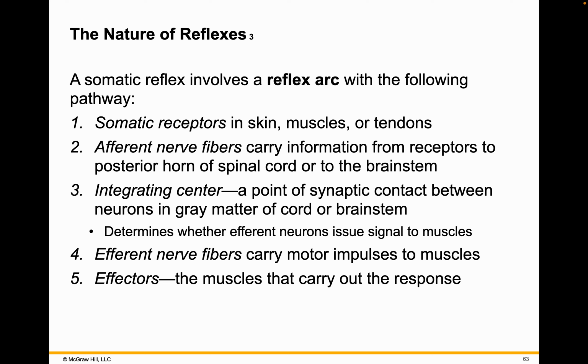A somatic reflex involves a reflex arc, and that follows a pathway. Somatic receptors in the skin, muscles, or tendon give information to afferent nerve fibers carrying the information from the receptors to the posterior horn of the spinal cord or the brainstem. There's an integrating center, a point of synaptic contact between the neurons and the gray matter of the cord or brainstem, which determines whether the efferent neurons should issue a signal to the muscles. The efferent nerve fibers would carry that motor impulse to the muscles, and the effectors are the muscles themselves that carry out the response.